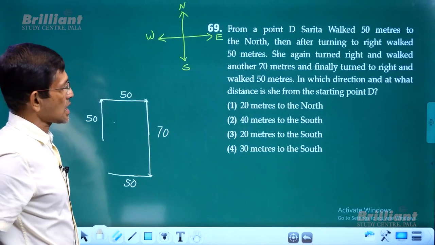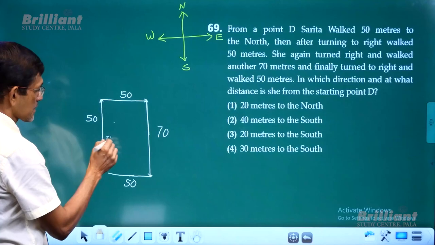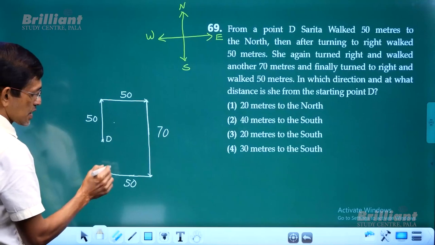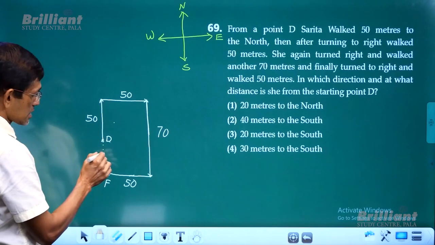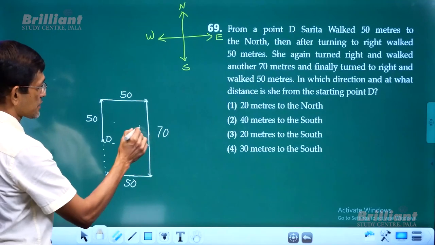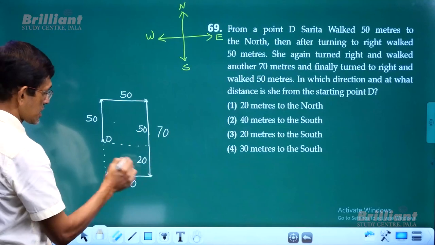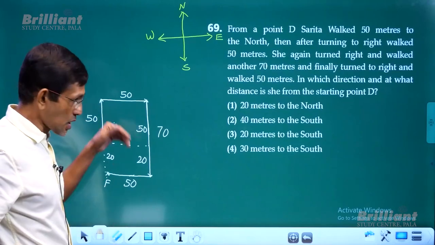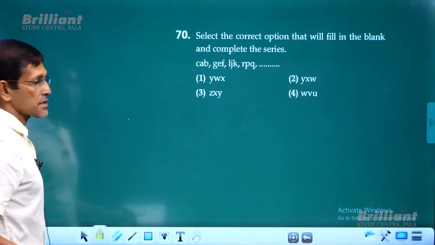In which direction and at what distance is she from the starting point D? This is her starting point D. Now she is here, this is the final point. So the final point is in which direction of D? That is south, correct? And what is this distance? We know that up to here it is 50. This total is 70, so the balance is what? 20. So the distance is 20, and the direction is south. So 20 meters to the south. That's the answer.